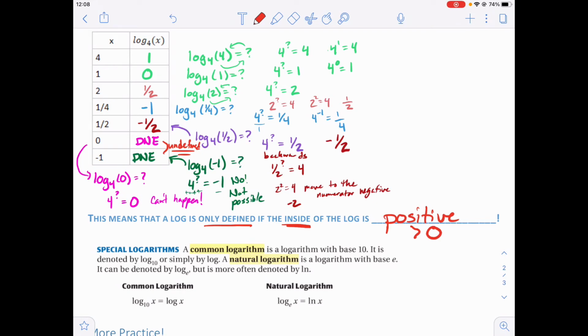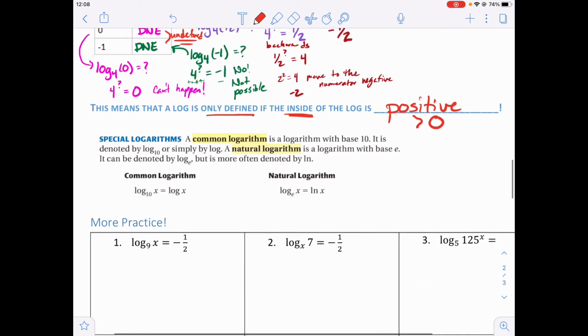The last thing we're going to talk about is we have 2 common logs or 2 special logs. One of them is called the common log. It's called the common log because it is our natural base, which is 10. That's how we count numbers. That's how we do stuff. And when we have common log, we just leave off the base.